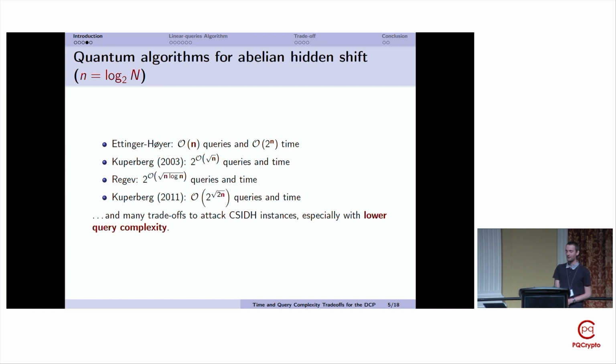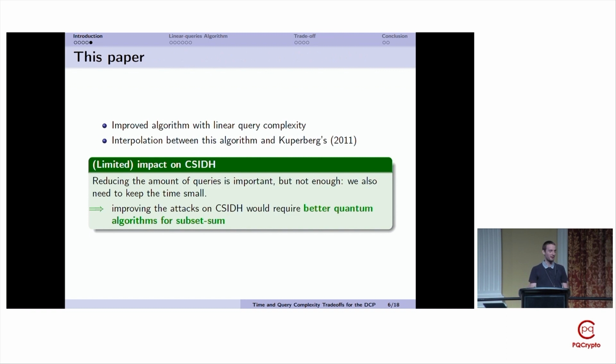Cooper-Beck's algorithm in 2003 reduces this to sub-exponential query and time complexity. Regev's is also a sub-exponential algorithm, but it has a smaller memory complexity. And Cooper-Beck 2011 is the best in time, and it also has like 2^n queries and time. But there are many, many trade-offs with these algorithms to attack, for example, CSIDH instances, especially trade-offs where you can reduce the memory complexity, which is what we're interested in.